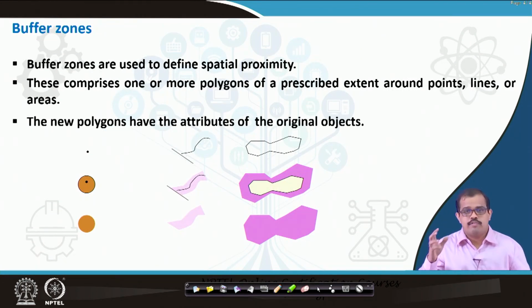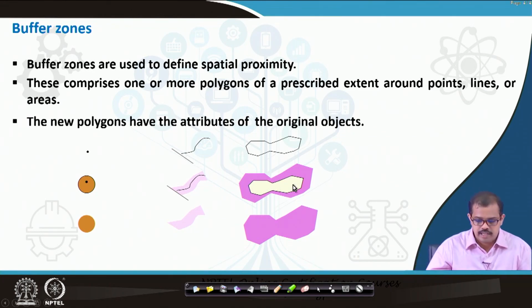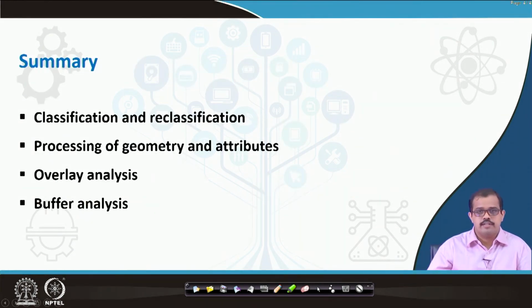Then the concept of buffer zones. Buffer zones are used to define spatial geometry. They comprise one or more polygons of a prescribed extent around points, lines or areas. The new polygons have the attributes of the original objects. When you create a buffer, the attributes are those of the original objects. For example, if this is the area that I have taken, you have a buffer zone linked around it, and the original objects are linked to it.